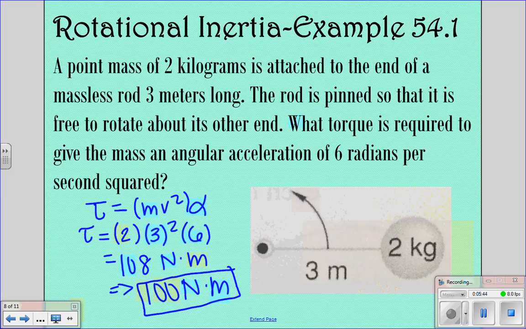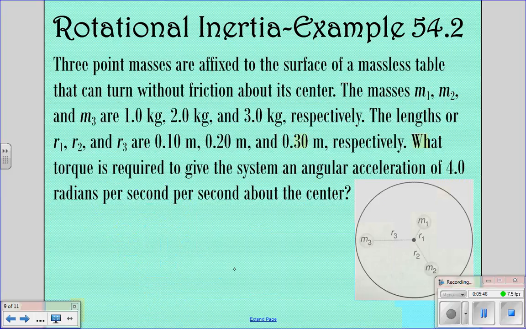Okay, let's look at the next example. 3 point masses are affixed to the surface of a massless table that can turn without friction about its center. The masses M1, M2, and M3 are 1, 2, and 3 respectively. The lengths R1, R2, R3 are 0.1, 0.2, and 0.3 respectively. What torque is required to give the system an angular acceleration of 4 radians per second squared about the center?